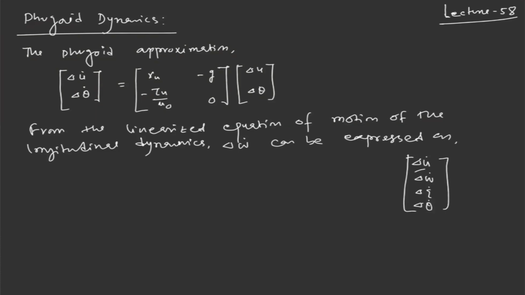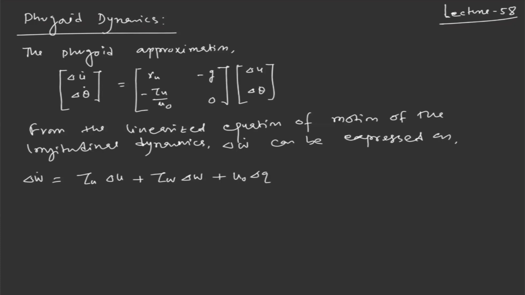So if you take the equation for delta w dot, we have Zu delta u plus Zw delta w. Please refer to the longitudinal equation and you can get this delta w dot equation: plus u naught delta q minus g sine theta naught delta theta plus Z delta E capital delta E plus Z delta T capital delta T.